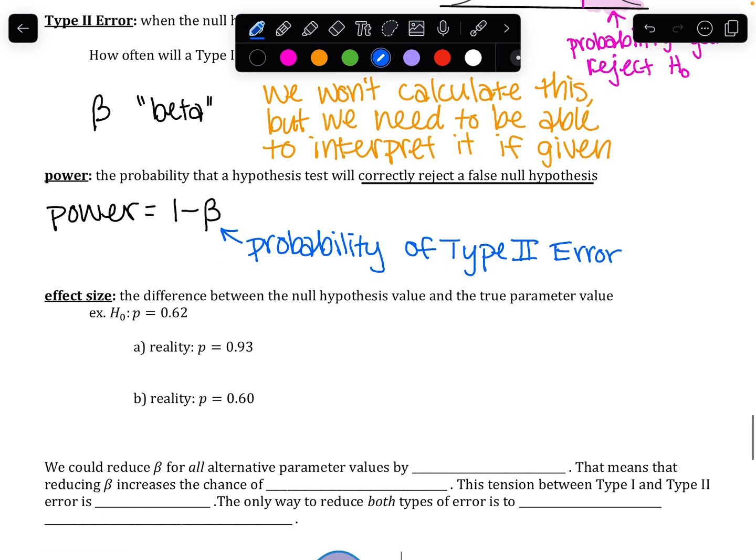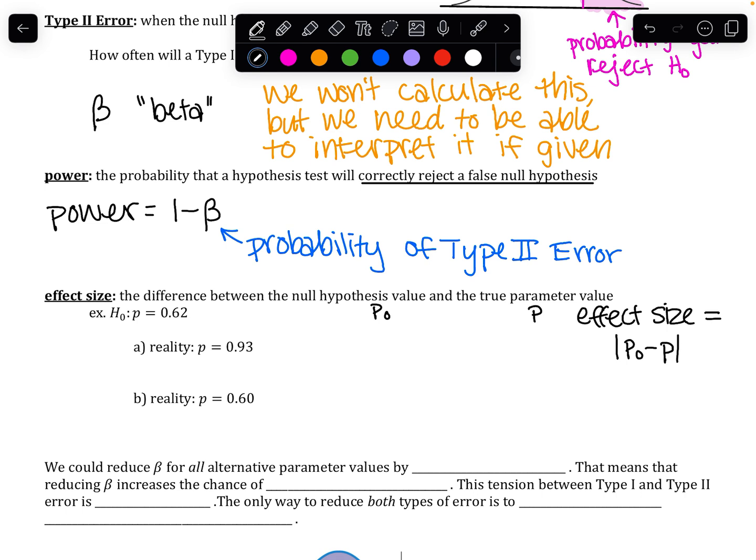All right, the next thing is effect size. So if the actual value for a parameter is really close to the value you have in the null hypothesis, it's going to be difficult to determine what the real decision is that you should be making, right? So if the difference between the null hypothesis value, also known as P naught, and the true parameter value, P, is really close together, we're going to see what happens there. So this is effect size, and it can be found by the absolute value of P naught minus P.